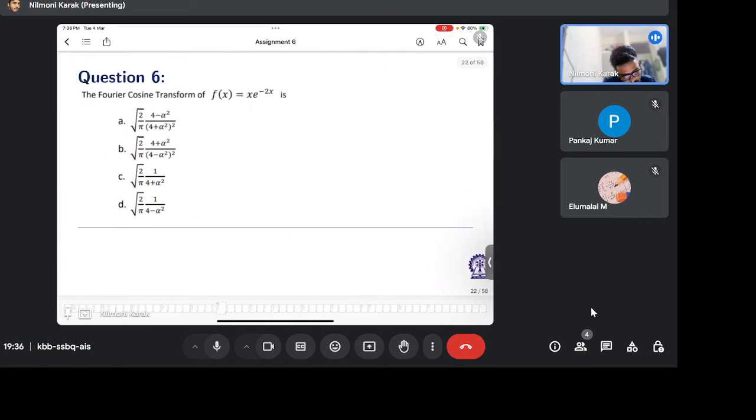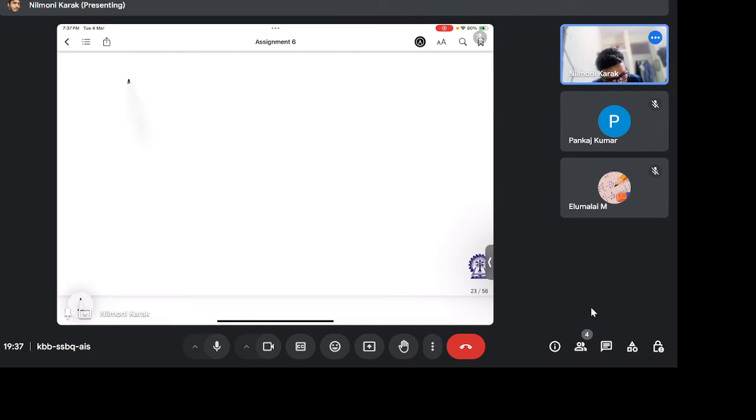See the next problem. So how to solve it? Let me first write the integration and then I will ask you. So f of x is x into e to the power minus 2x. This is interesting actually.